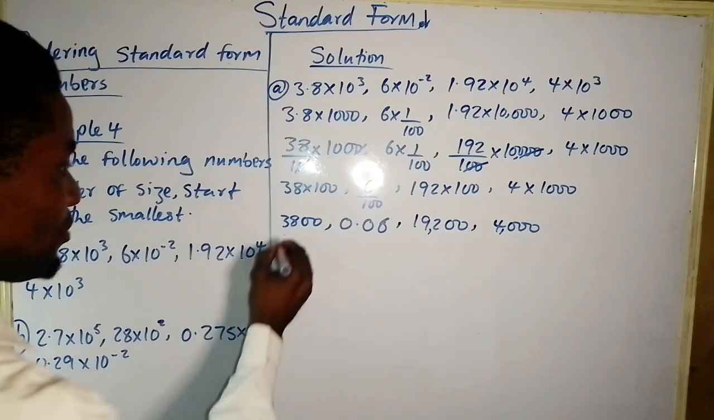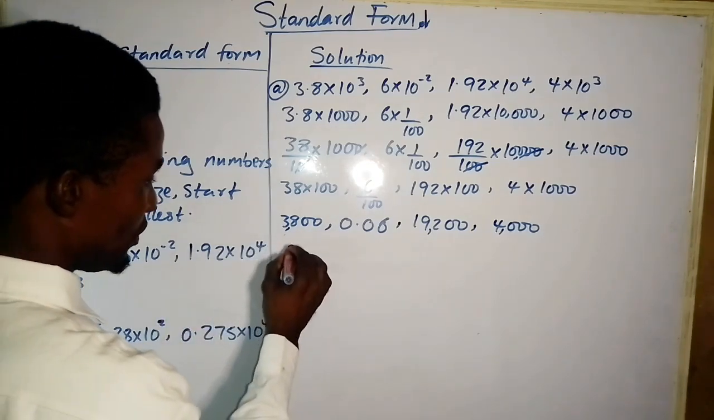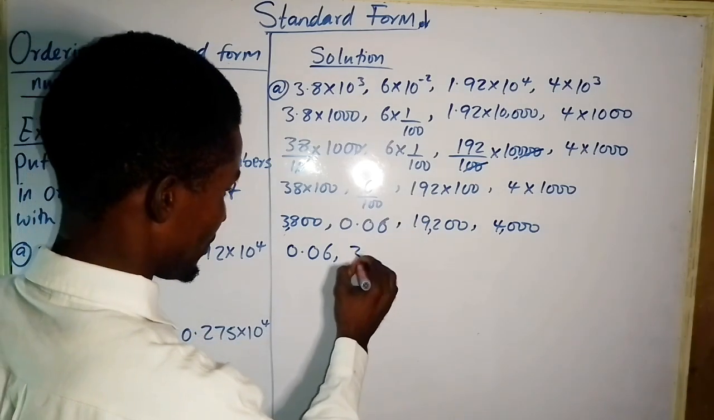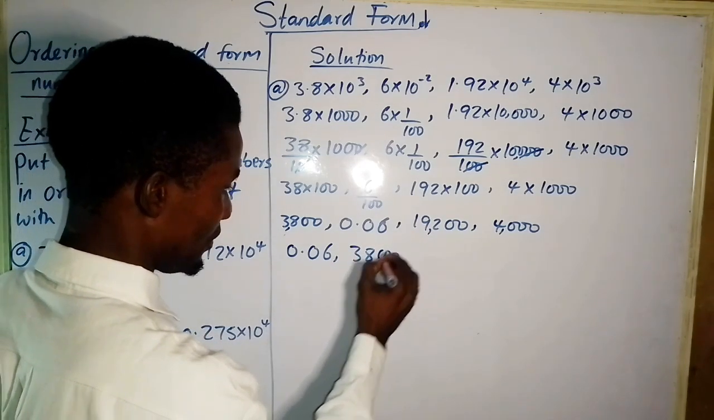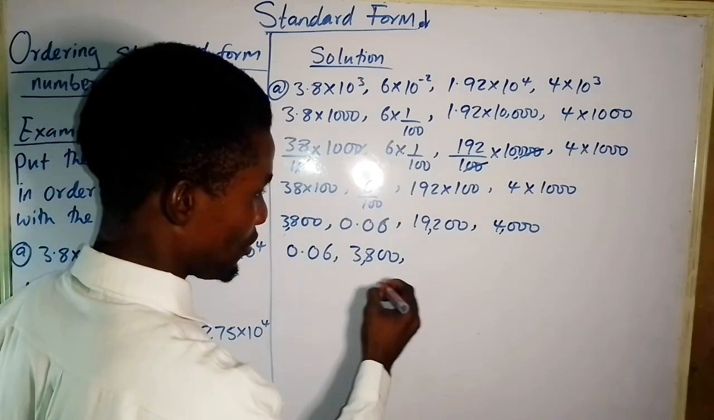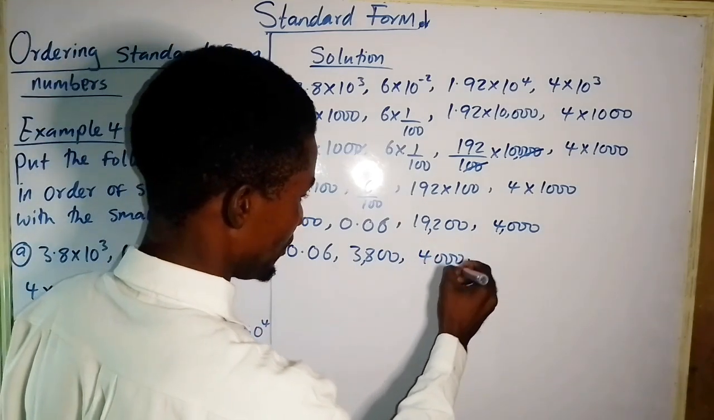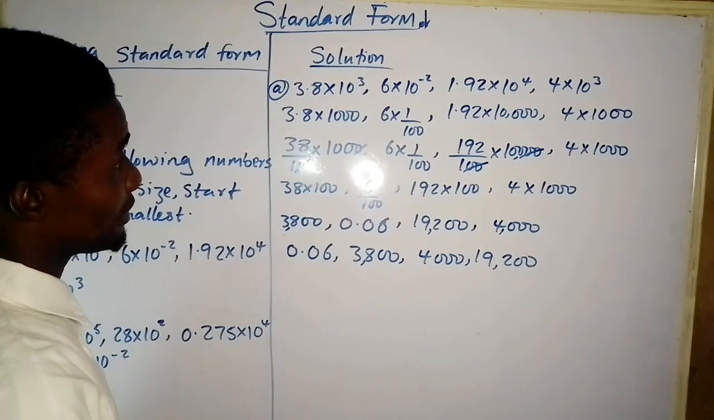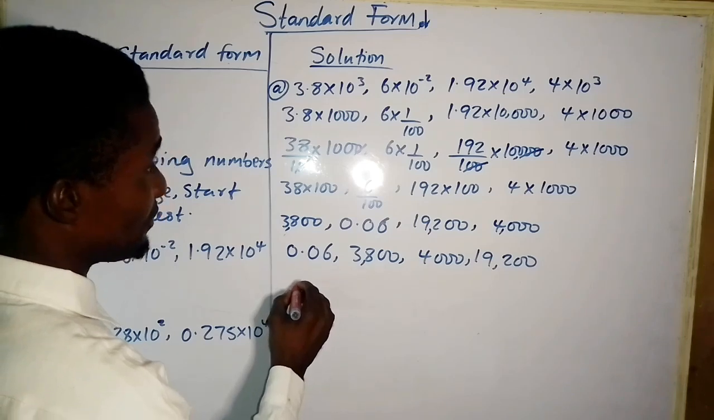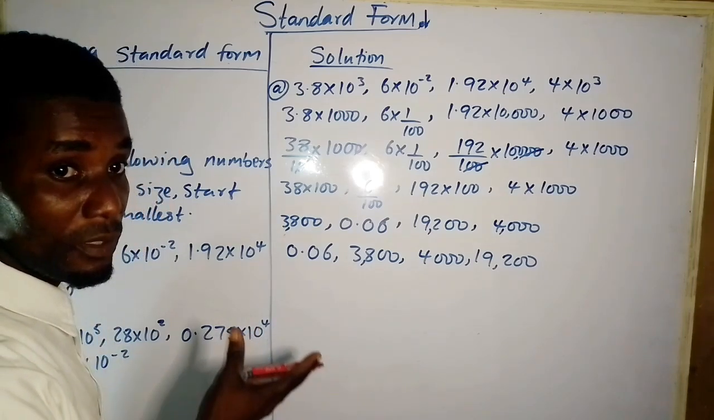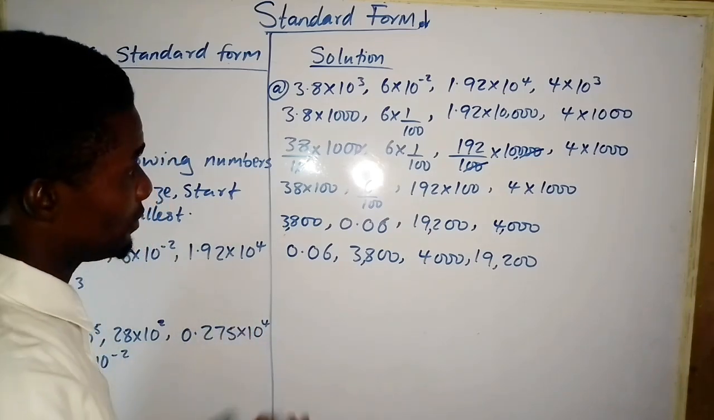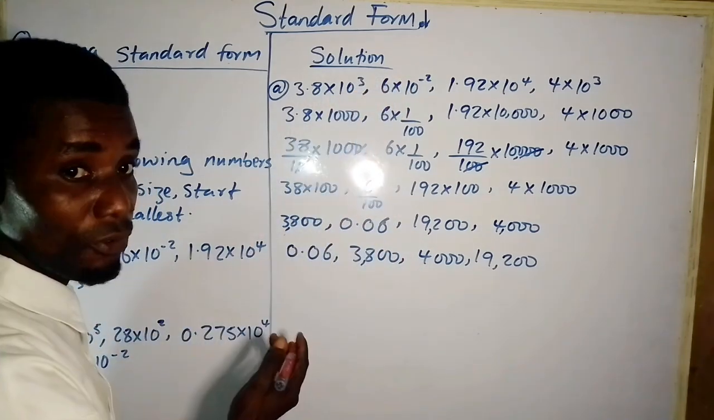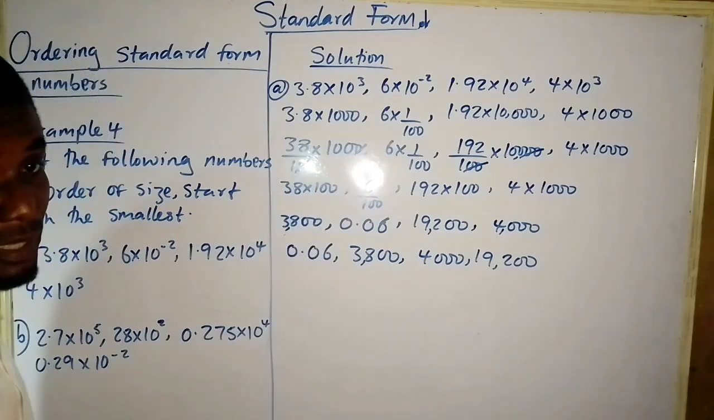Now let's order these numbers from smallest to the biggest. This will be 0.06, comma, 3,800, comma, 4,000, comma, 19,200. Let's express them back in the standard form so that we can identify the answer, provided the examiner gives us the word options. If you are not given options, just leave your answer like this, or you express your answer in the way the examiner has given it.